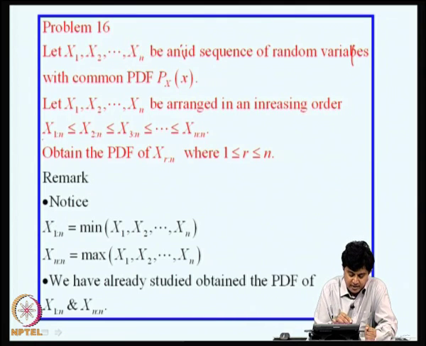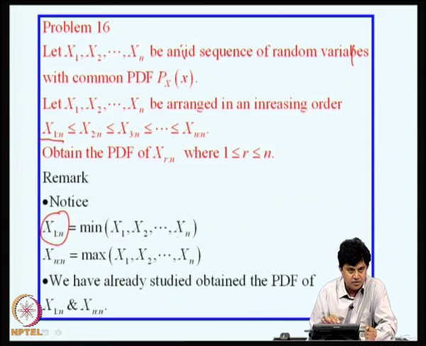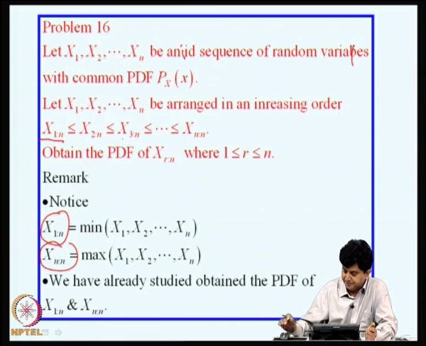Now the first one here, x1 colon n, is nothing but the minimum of x1, x2, ..., xn. Similarly the last one is the maximum. We have already determined the probability distribution of the minimum and maximum. Now what is being asked is, in this ordered list, can you pick any number r, the rth candidate in this ordered list, and what is the probability distribution function of that.